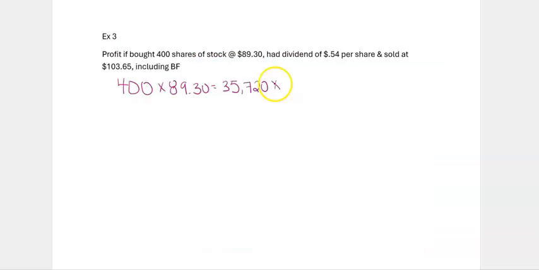So I'm going to multiply the cost of my stock times 1.008. That saves me the step of having to add. And when I multiply those together, I get $36,005.76. So that's my cost. That's how much it cost me to buy these stocks.